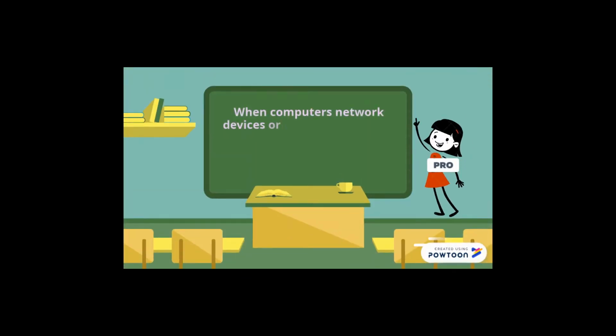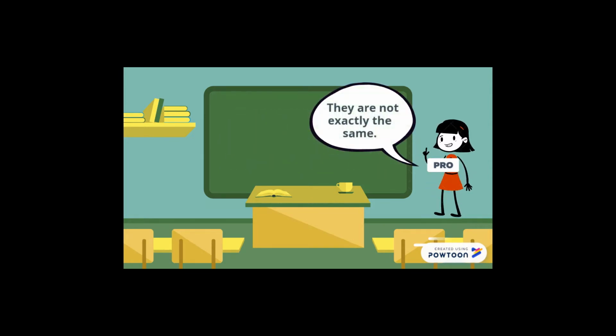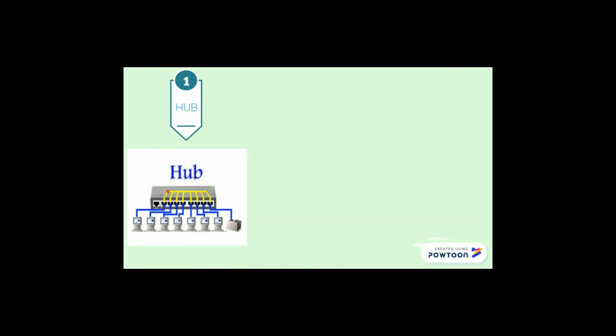When computer network devices or other networks are required to be connected, hubs, switches, and routers are the bridges to link them together. They all have the same function, but they are not exactly the same. A hub is used to send out a message from one port to other ports. All the messages sent will be received by all the computers, but only the aimed computer can respond.